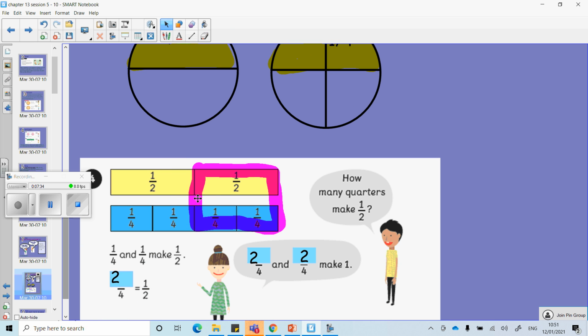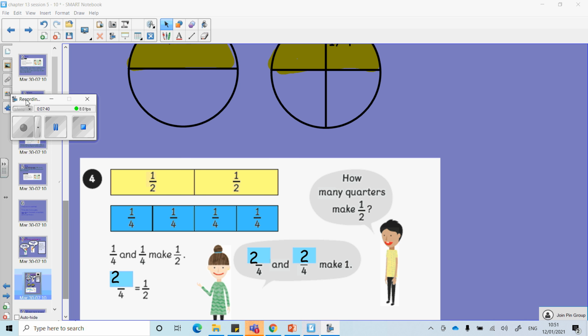So in this picture here, we can see that we have the rectangles. This whole rectangle is the same as this whole rectangle. But this one has been divided up into 2 equal parts, halves, and this one into 4 equal parts, quarters. So, how many quarters make 1/2?